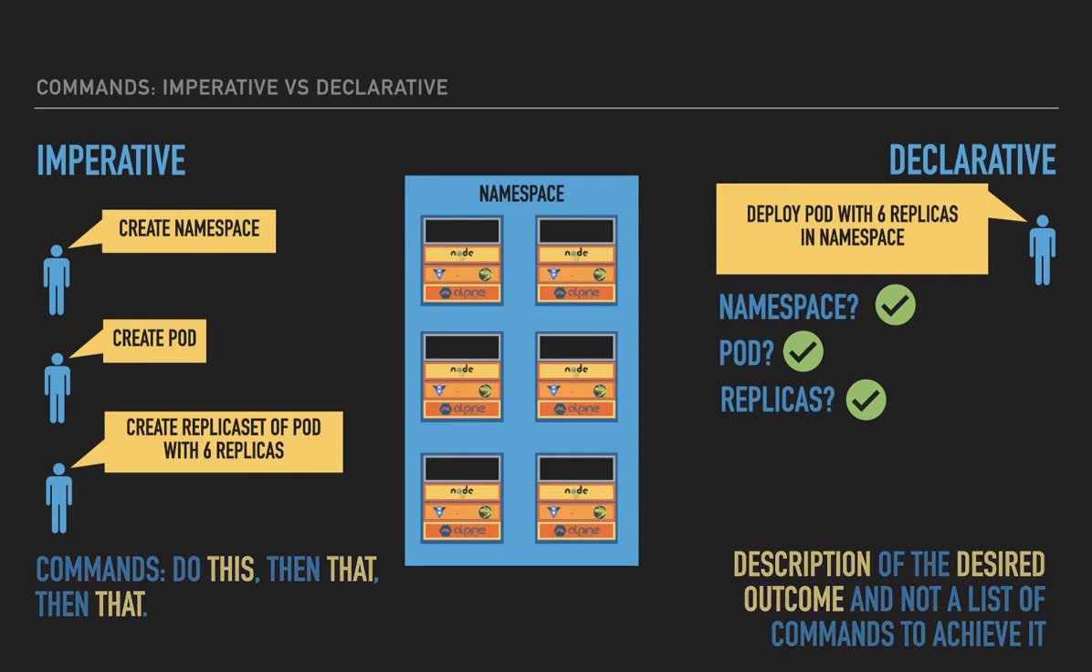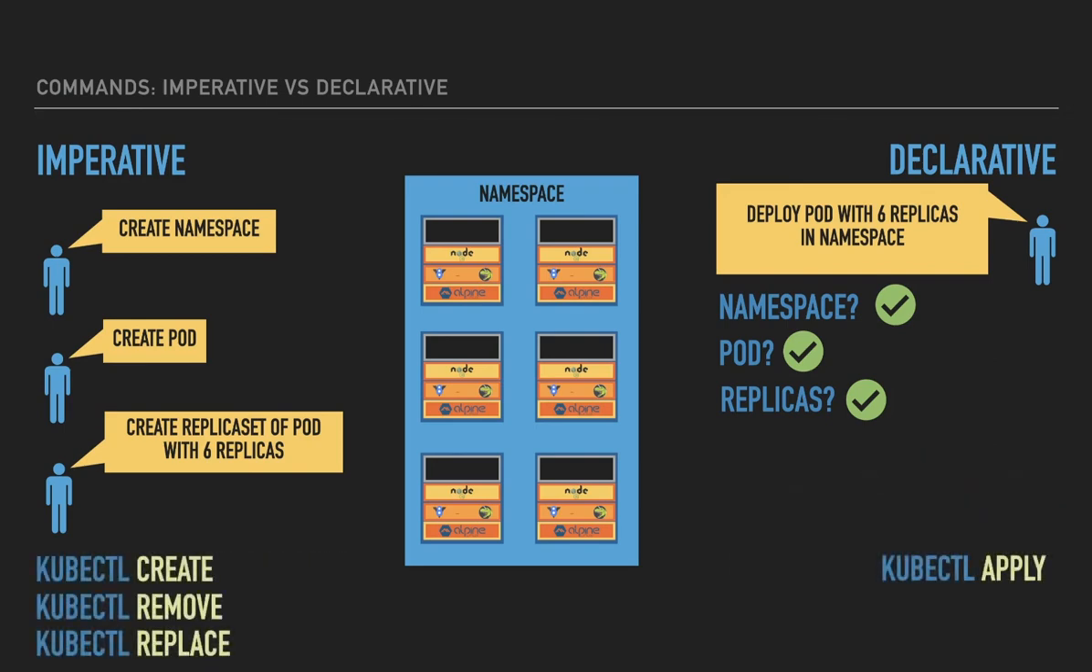Let's transfer these 2 imperative and declarative approaches into kube control commands. On the one hand, we have create, remove, replace. On the other hand, we have kube control apply. And while create, remove, replace are perfectly fine to use on the command line, apply always requires a file that is read and executed. Do we think that imperative commands are obsolete?